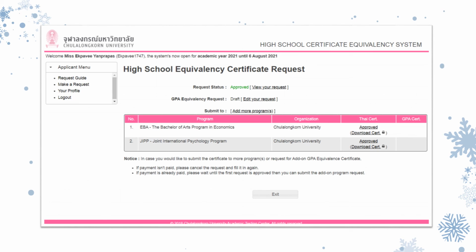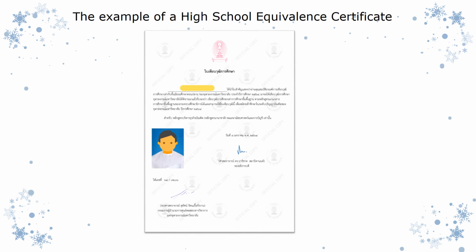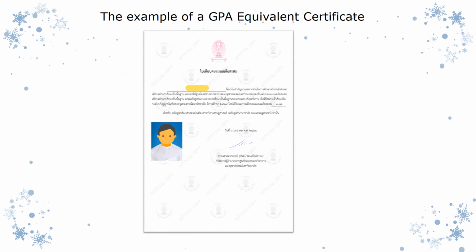The applicants can check their document status on the HSCES website. Once the documents are approved by the CUATC, the applicants can download the documents from the links provided. This is an example of a provisional equivalence certificate. This is an example of a high school equivalence certificate. This is an example of a GPA equivalence certificate.